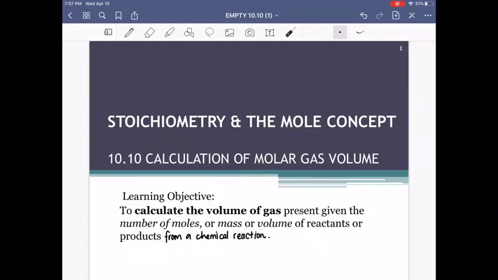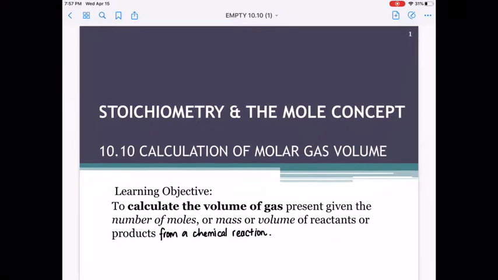For this lesson, we are going to calculate the volume of gas present given the number of moles or mass or volume of reactants or products from a chemical reaction. Okay, let's go to page 13 of your notes.